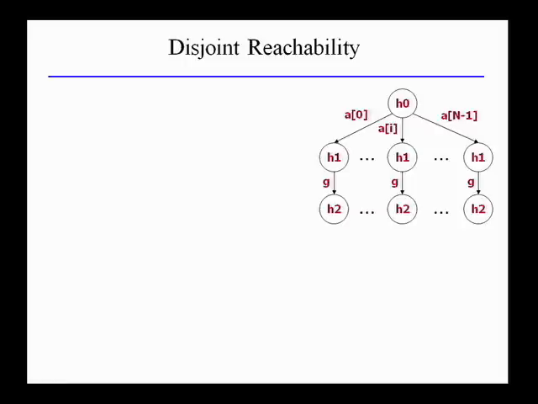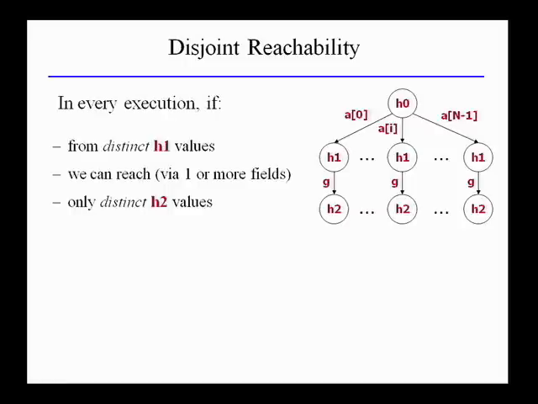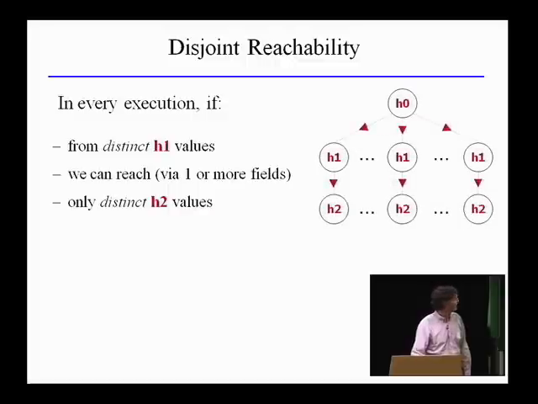We call this disjoint reachability, and the thing we want to prove is that from distinct H1 values, we can reach via one or more field accesses only distinct H2 values. So the generic picture looks like that. Over on the right, that's the kind of shape we're trying to prove exists in a program.